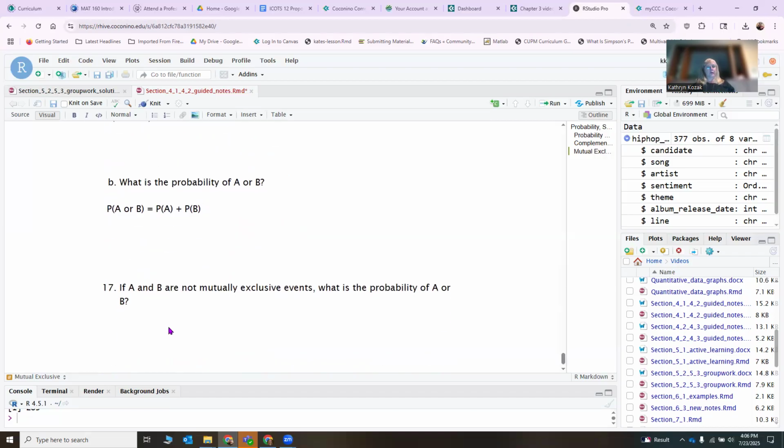If they're not mutually exclusive, then the probability of A or B, I can't just add them together. If I just add them together, I've just counted things twice. So I need to subtract off that overlap. And that overlap is the probability of A and B. And there's your formulas.